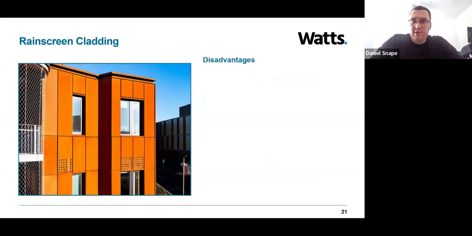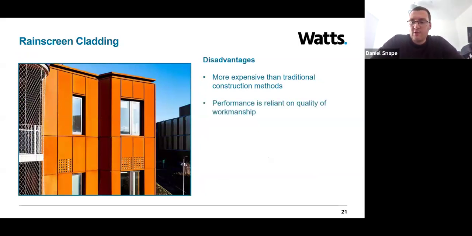Then the final point on rain screen cladding, let's just have a look at some of the disadvantages. So this form of walling is typically more expensive than other traditional forms of construction, such as masonry. So those on a budget may not favour this system over other forms. Performance can also be an issue. And again, highlighting this point, it is really reliant on quality of workmanship. So as mentioned a few times when summarising some of the previous systems that we've covered already, performance of the system is really only as good as those that install it on site.